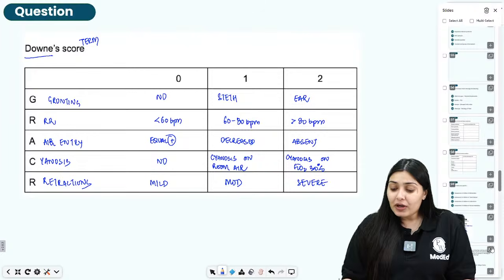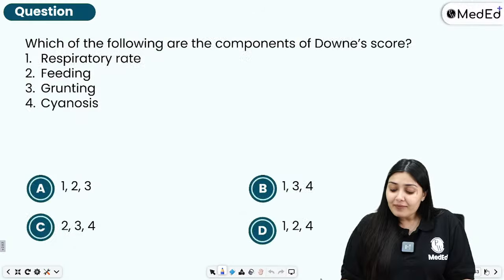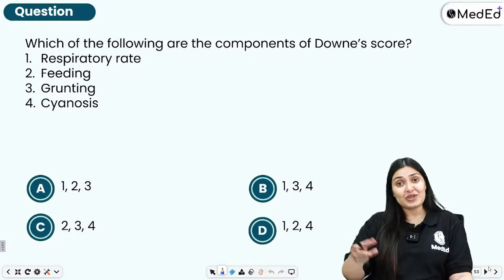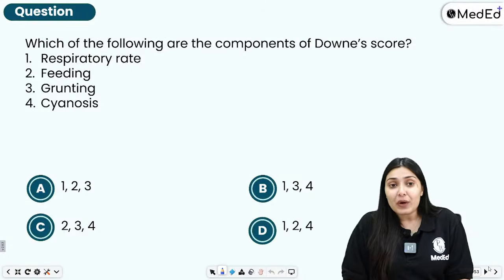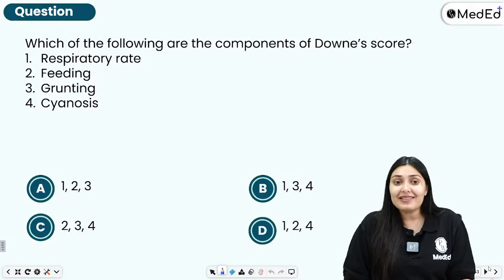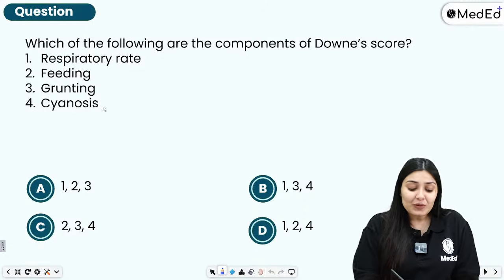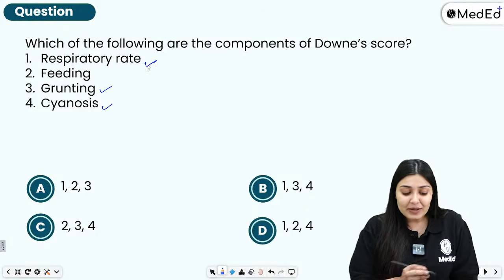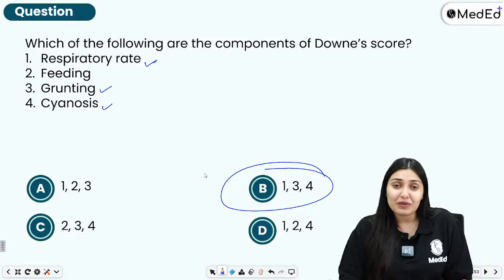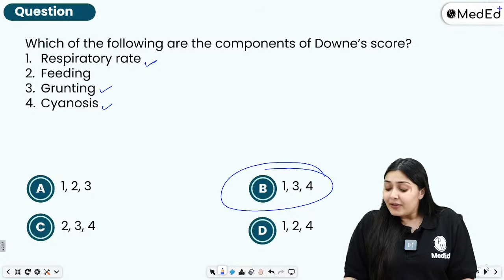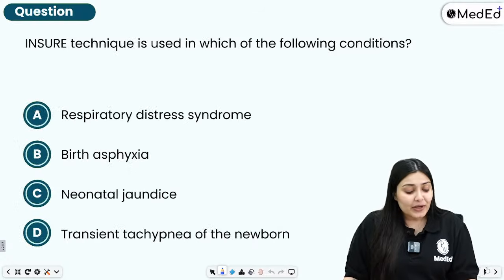So let's move to the next question. Next question is the question related to Downey score only. So they have asked which of the following are the components of the Downey score. We have respiratory rate, feeding, grunting, cyanosis. So you know, cyanosis is there, grunting is there, respiratory rate is there. So 1, 3, 4 is the correct answer. Feeding is not a component of Downey score. Right? So let's move to the next question.